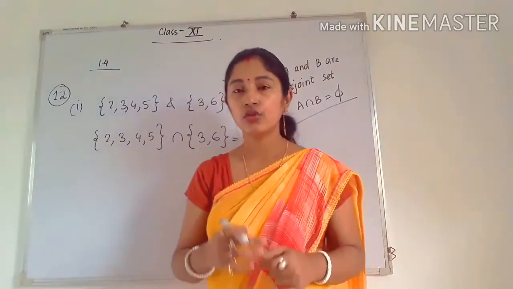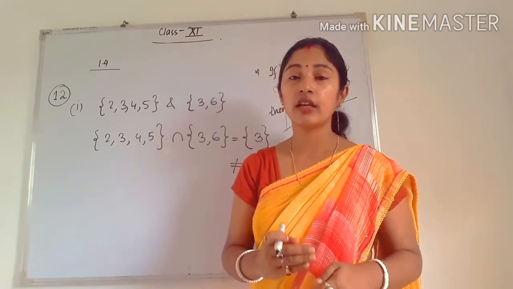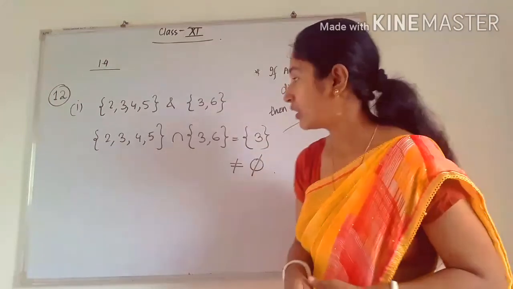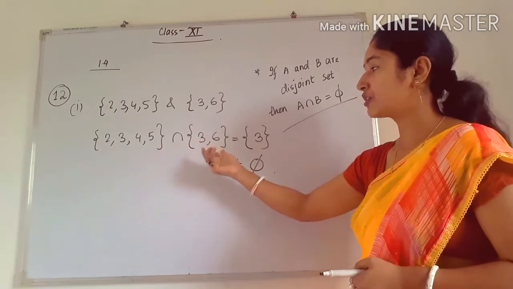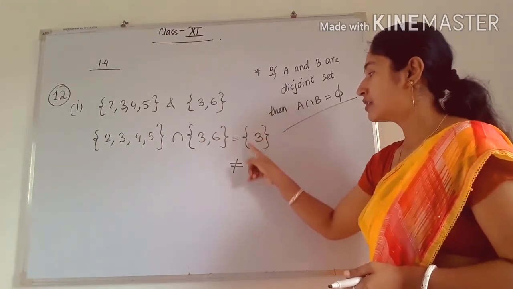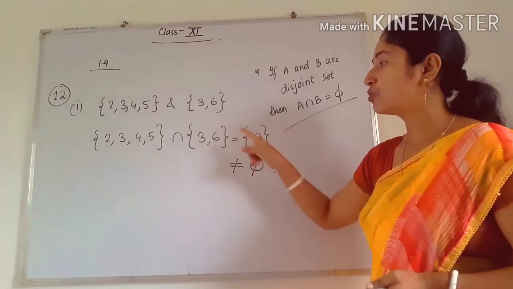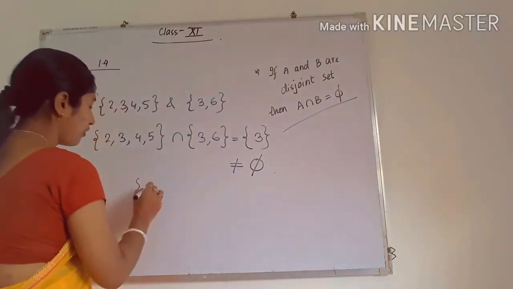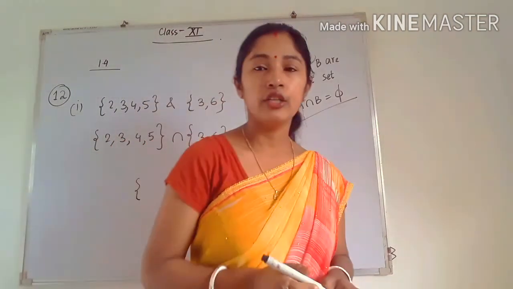Here it is written that you have to justify, so don't write the answer just as true or false. You have to give the reason. What is the reason? According to the definition, A intersection B should be empty, but it is not empty as this set contains one common element, that is 3. That's why these two sets are not disjoint. So we have to write like this: {2, 3, 4, 5} and {3, 6} are not disjoint sets.